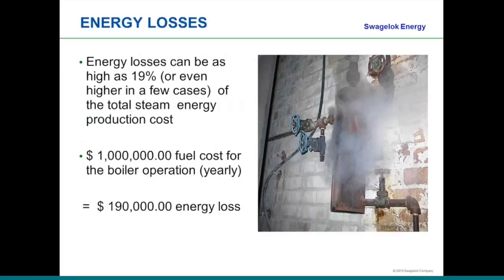Energy losses. Yes, energy. Energy losses can be as high as 19% or even higher in a few cases, of the total steam energy production costs. So in doing analysis for steam leakage in plants, unfortunately, we've seen over and over again as much as 19% of the energy produced is lost through steam leakage. So if I had a $1 million fuel budget, 19% would contribute to $190,000 in energy losses. A tremendous amount of energy to be lost.